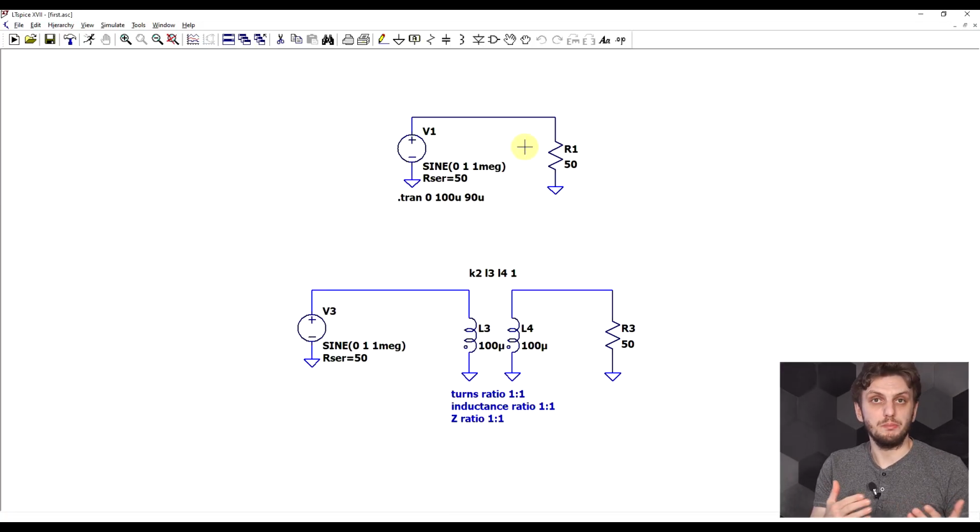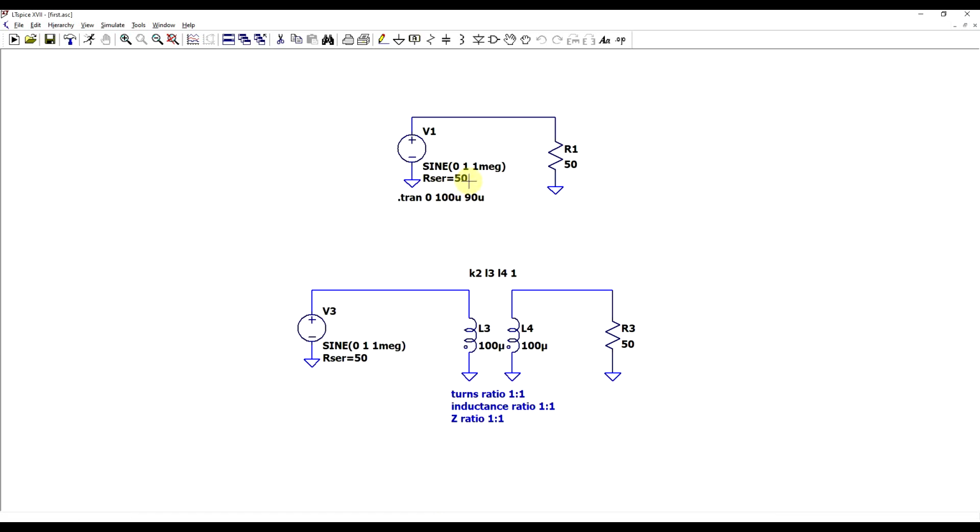Now you can check how well an impedance is matched to a signal source by using a circuit simulator. So we can compare a circuit built with a matching transformer to a circuit in which we have a signal source with a specific series impedance and a matching load impedance. So we can say that the load is matched to the signal source when two conditions are met.